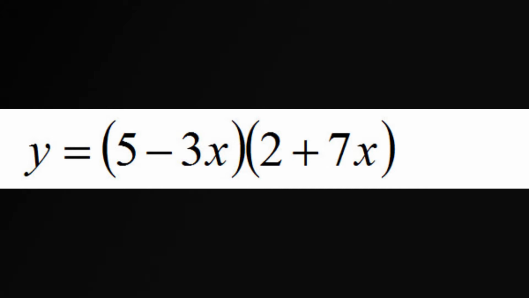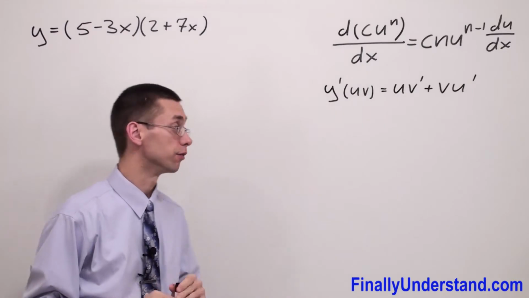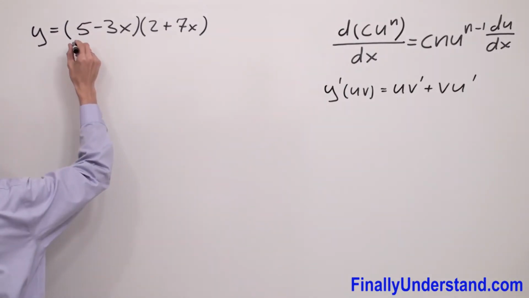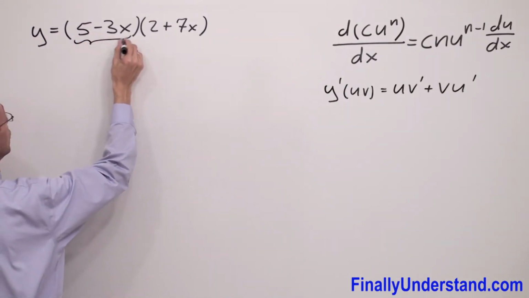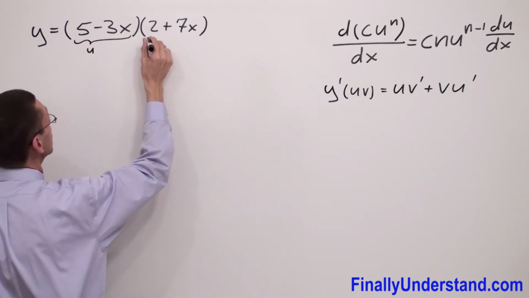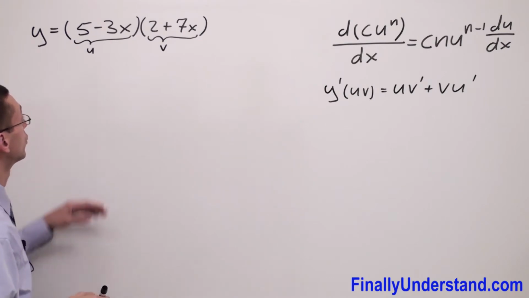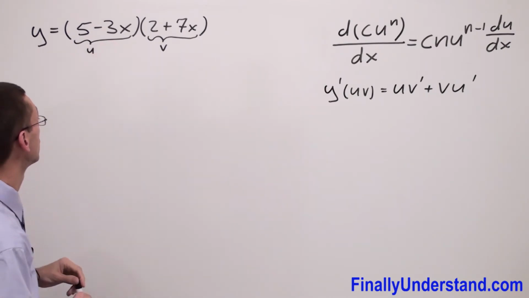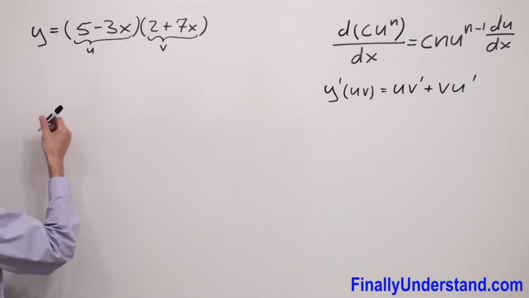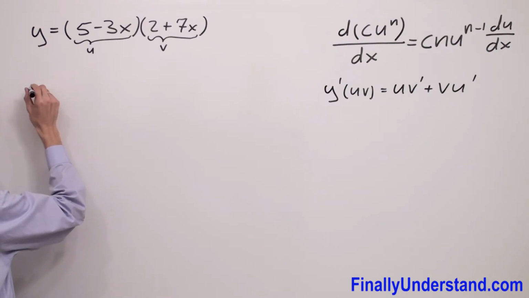Let's take a look at this example. First, we have to find where is our u and v. So this is my u, and this is my v. Okay? Of course, we are talking about the product of two factors. We have to find the derivative of it. Okay? So let's write on the side first.